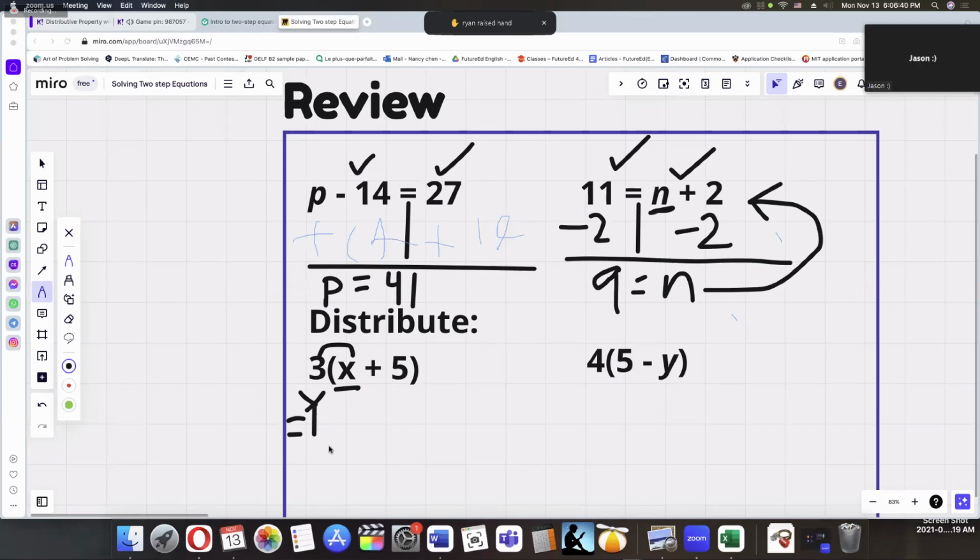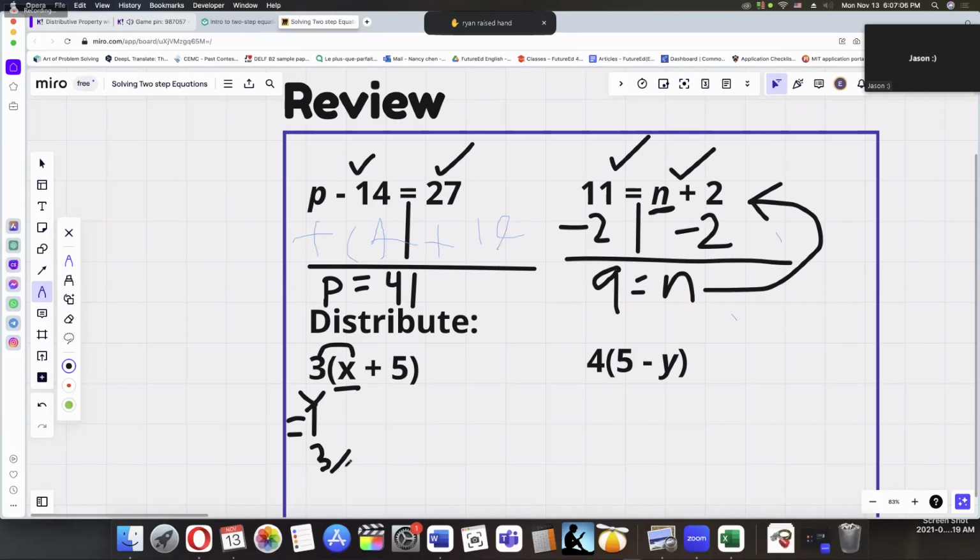3 times x is 3. Okay, let's say we replace x with apples. What's 3 times apples? It's 3 apples, right? So if we switch the apples back with an x, what is 3 times x? It's 3x.